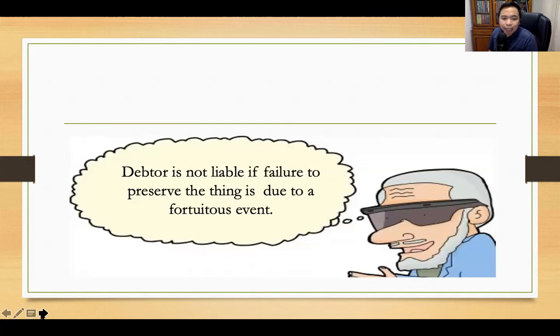The debtor is not liable if the failure to preserve the thing is due to a fortuitous event. Okay, class. What does a fortuitous event mean? A fortuitous event is an event which is not foreseeable or, if foreseeable, is inevitable. This means you cannot foresee or predict it, or if it is predictable or foreseeable, you cannot prevent it. Now, if the object of the obligation is lost due to a fortuitous event, without fault on the part of the debtor, then he is not liable. Okay?